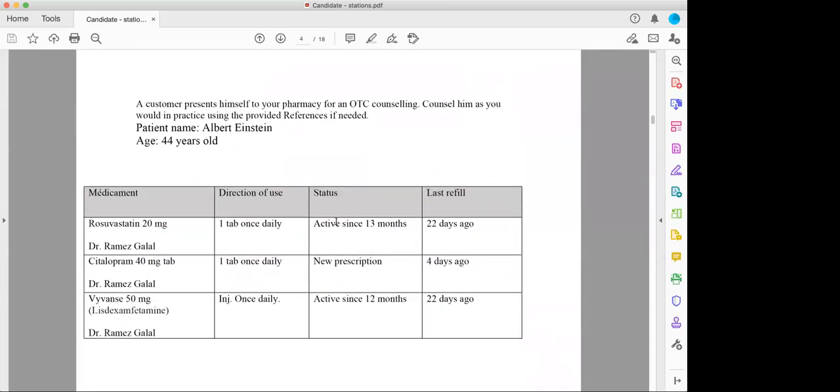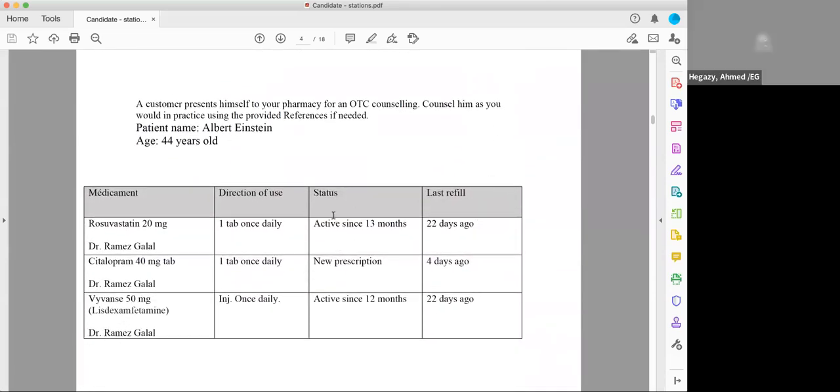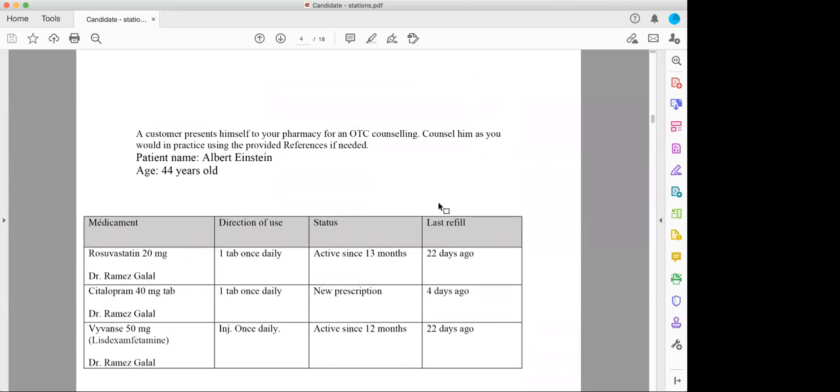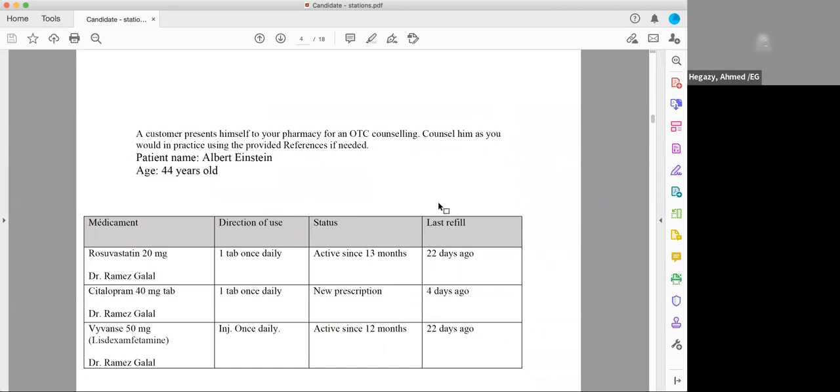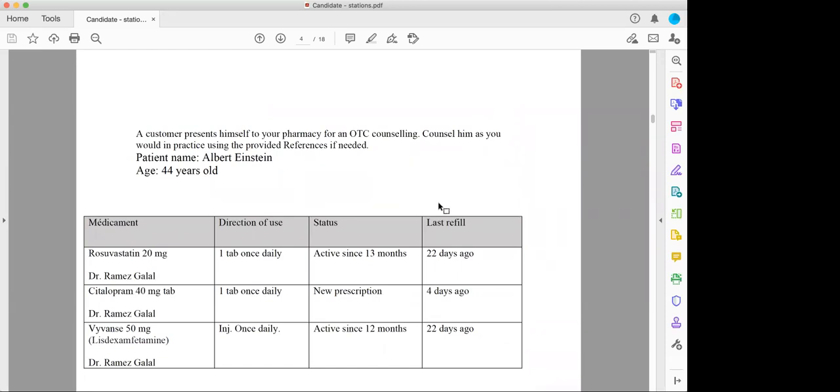Hi, can I speak to the pharmacist? Hi, I'm Ahmed. I'm the pharmacist in charge today. How may I help you? Yes, Ahmed, how are you? My name is Einstein. I have a question, please. It's been a while that I'm not feeling good. I have difficulty sleeping at night, and I don't feel like I'm in very good shape. I don't know what the problem is.